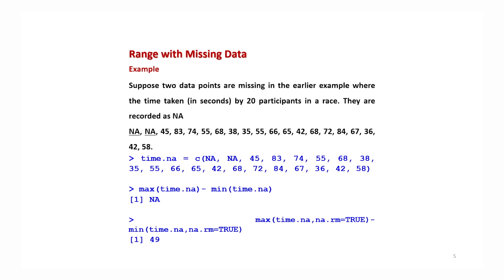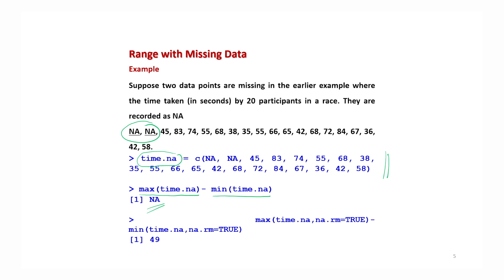Now if I modify this data set and make two values NA, the first two values not available, this is my new data vector which I have given the name time.na. Now if you try to find the statistical range as maximum of time.na minus minimum of time.na, it will come out to be NA.